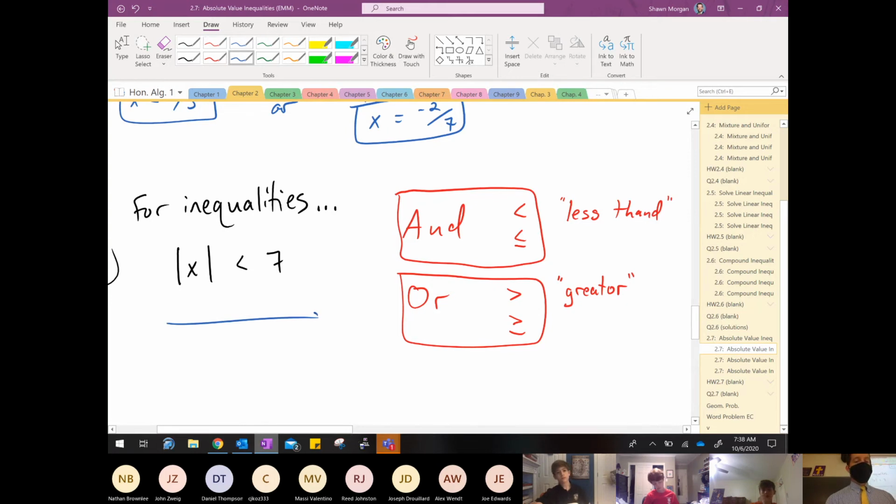If I draw this out on the number line, what does absolute value less than 7 mean? What do you think, Tiago? When we think of absolute value of x, that means how far away is x from 0 on a number line? It is somewhere between -7 and +7.